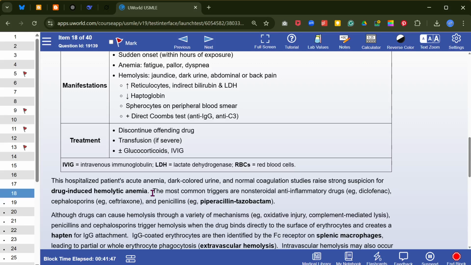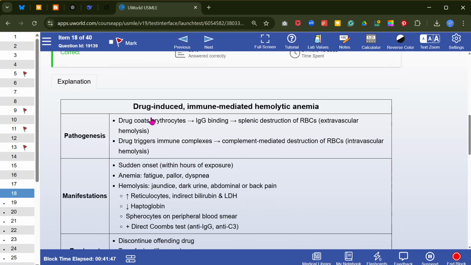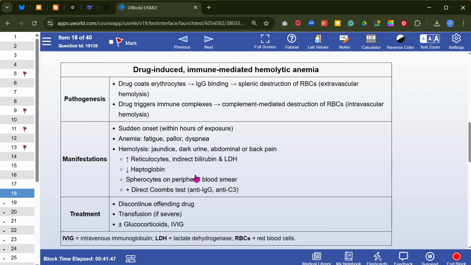I'm reading the explanation. Just look at the pathogenesis first line. Drug coats erythrocytes, that means the haptens, the part of the drug, coat erythrocytes, with IgG binding. There is splenic destruction of the RBC, extravascular hemolysis, and there may be intravascular hemolysis too. When the drug triggers an immune complex, complement mediated destruction of the RBC causes intravascular hemolysis.